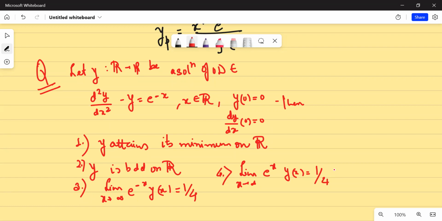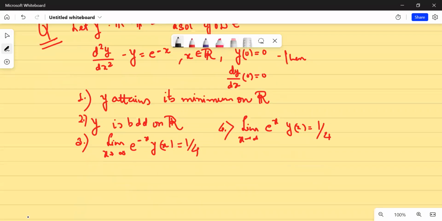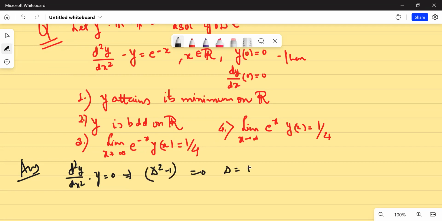So this is again a question of an inhomogeneous linear differential equation. So how to go about it? First is to solve the corresponding homogeneous part in order to find the complementary function. So in order to find the complementary function, one has to solve D square minus 1 equal to 0. That implies D is equal to plus minus 1. So you have two roots, and both of these roots are real and unequal.